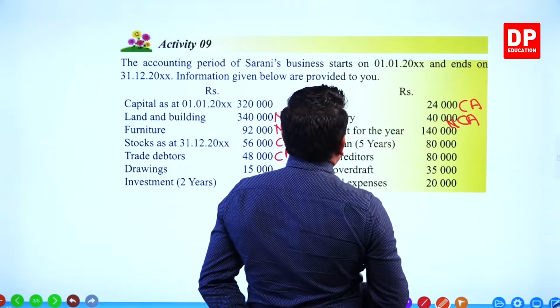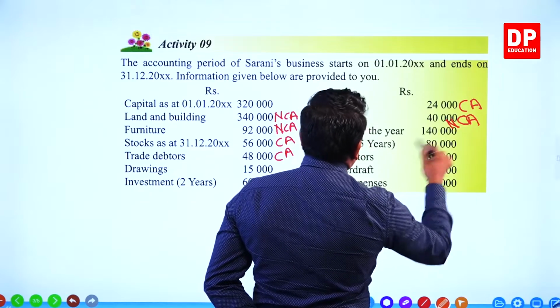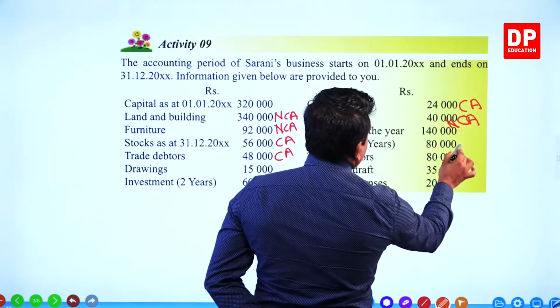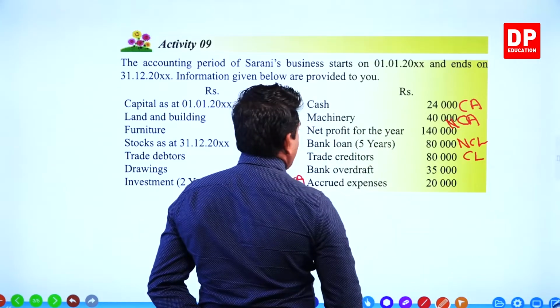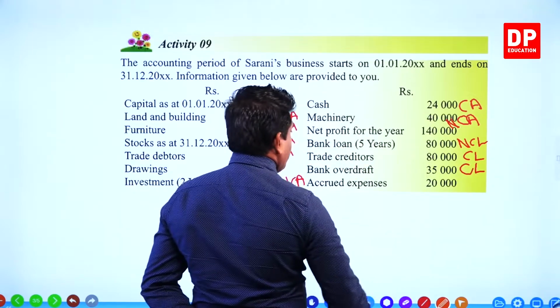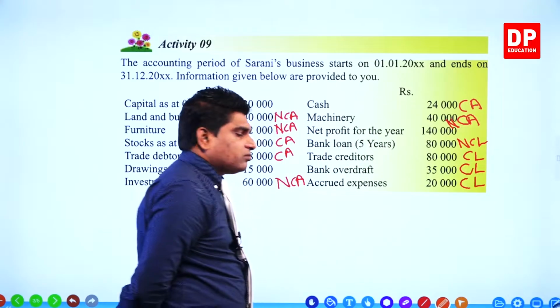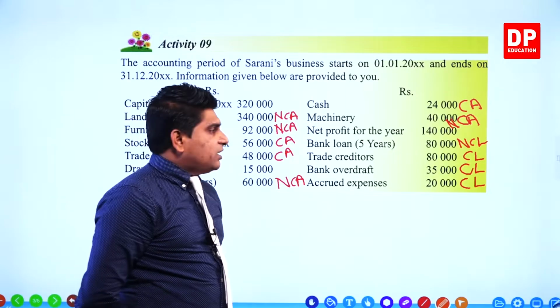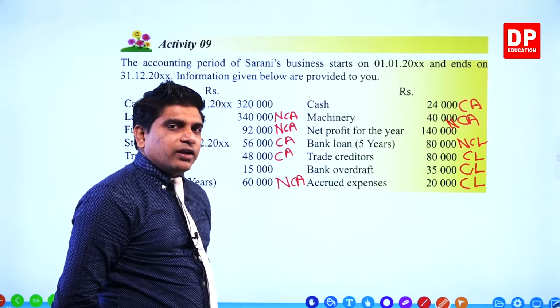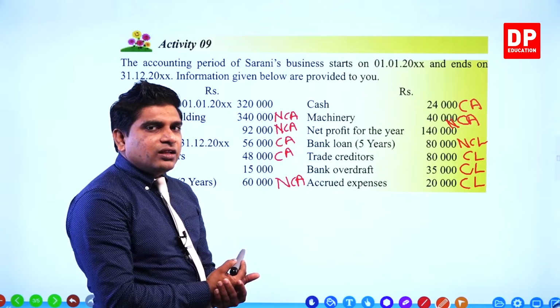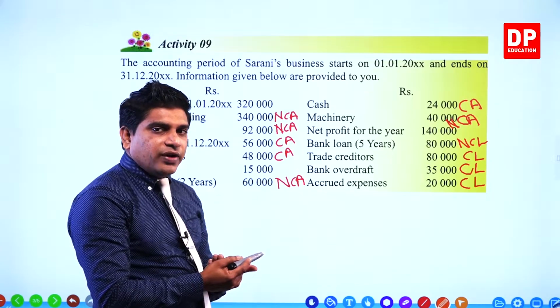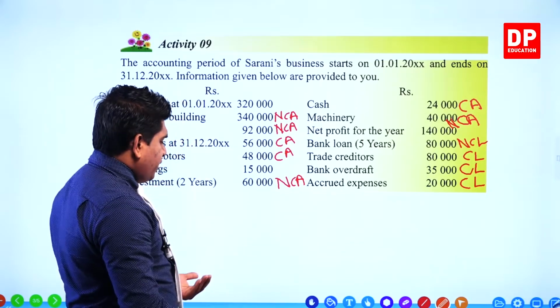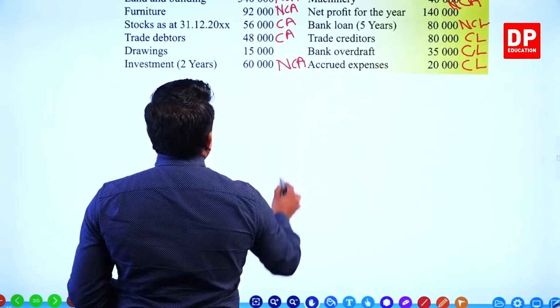Then profit for the year. After the capital we add it, right? Bank loan, non-current liability. Trade creditors, current liability. Bank overdraft, also current liability. Accrued expense, also current liability. Clearly mark each item where you record it in the statement of financial position, right? I think everyone has finished. So now we can go to the answer, right?